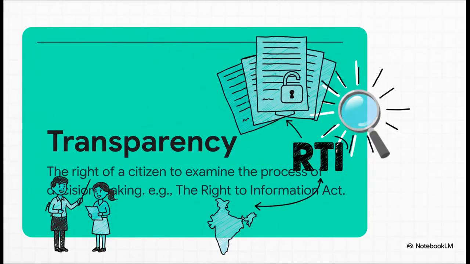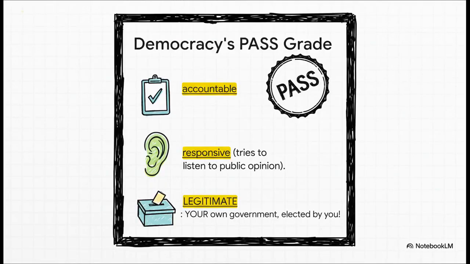And here's another superpower of democracy, transparency. What does that mean? It just means you, as a citizen, have the right to look into how decisions are made. It's like asking your teacher, "Ma'am, can you please show me how you marked my exam paper?" And in India, we have the super powerful Right to Information Act, the RTI, which is a perfect real-life example of this.